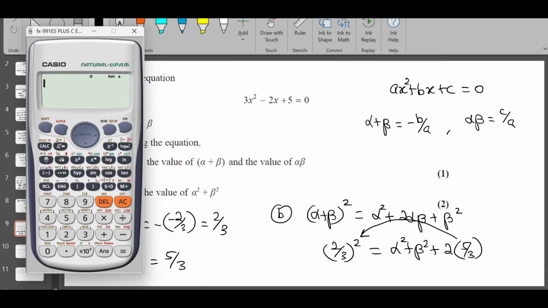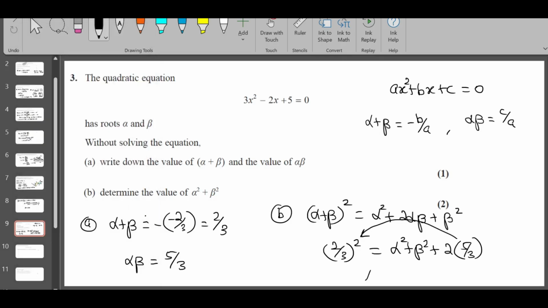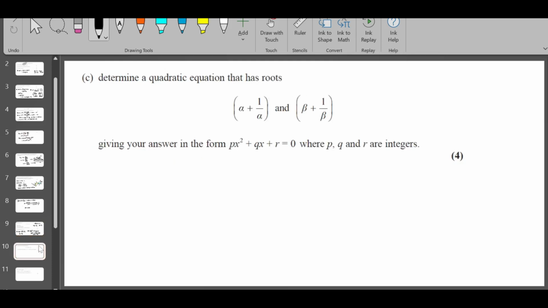So it's going to be 2 squared over 3 squared minus 2 times 5 over 3 is 10 over 3, minus 26 over 9. Alpha squared plus beta squared is minus 26 over 9. That's all.